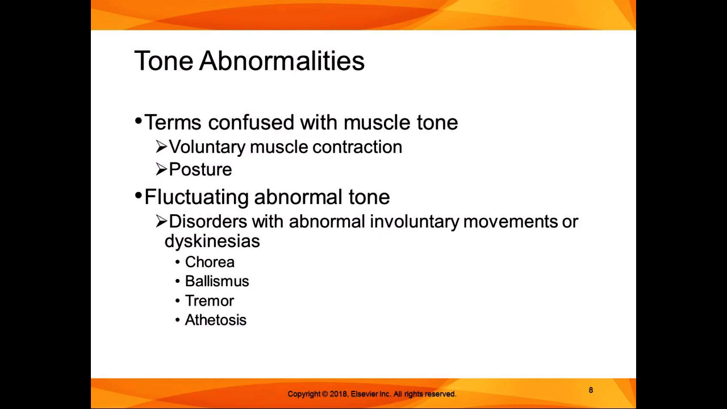So there are some disorders that have fluctuating abnormal tone. So they might have abnormal involuntary movements or dyskinesias. So chorea is sort of an involuntary jerky movement. Ballismus is another category of involuntary movement. A tremor is like a twitch almost. And athetosis is a writhing movement.